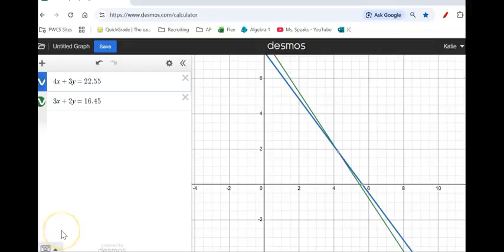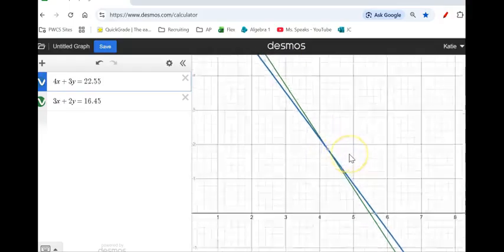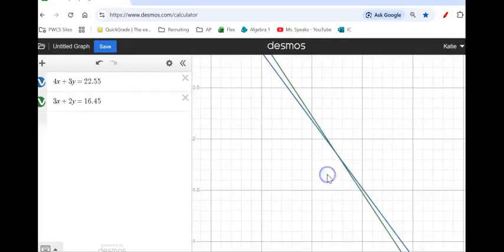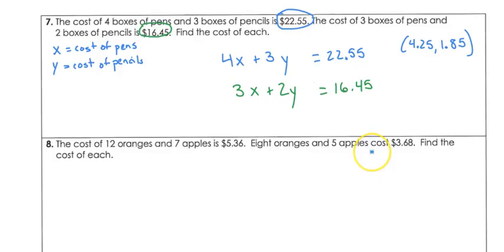So if I make this a little bit bigger, I can see this. Desmos is always going to put a gray dot where the lines cross each other. So I can zoom in a little bit so we can see better. But that gray dot, that is where the lines cross each other. So that is the solution to my system. 4.25, 1.85. So there's my solution that I got from Desmos.